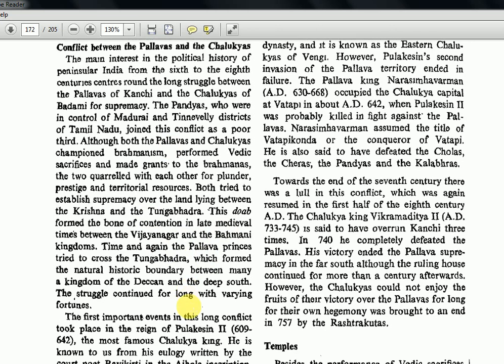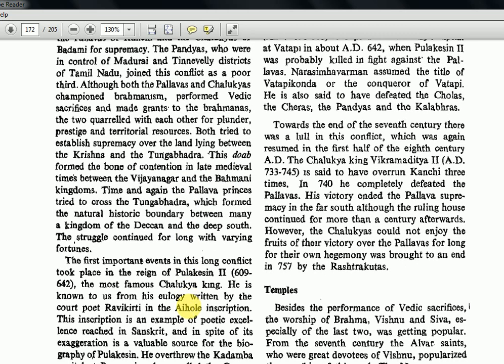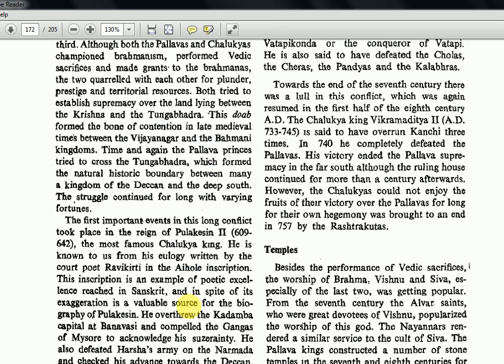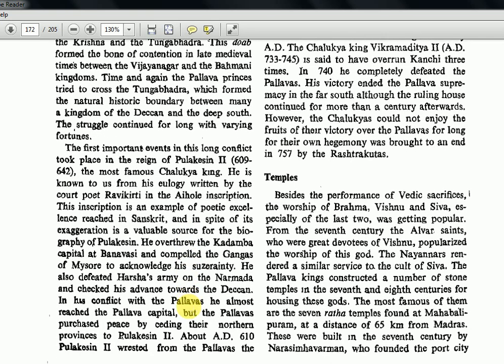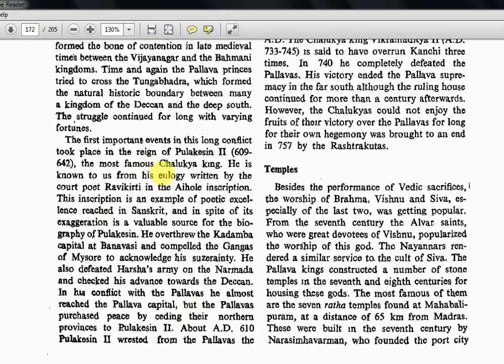Now, the first important events in this long conflict took place in the reign of Pulikeshin II, the most famous Chalukyan king. He is known to us from his eulogy, written by the court poet Ravi Kirti. Like in Harsha's time I taught you a name called Banabhatta, here in Chalukya's time I am telling you Ravi Kirti, and the Aihole inscription. This inscription name and court poet name is repeatedly asked, so please make a note.